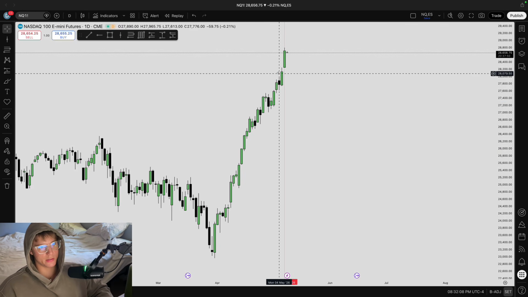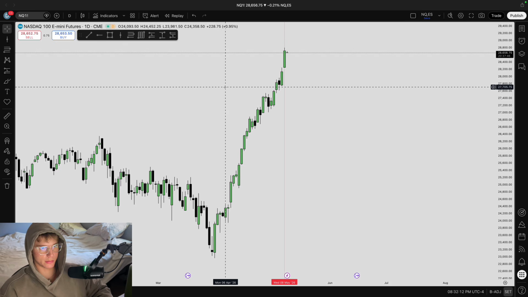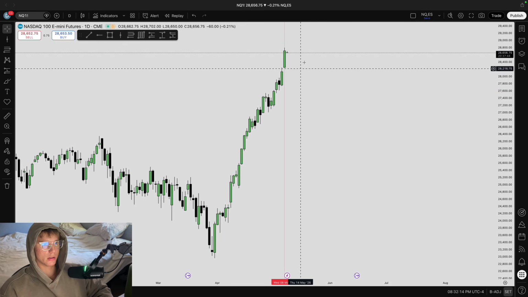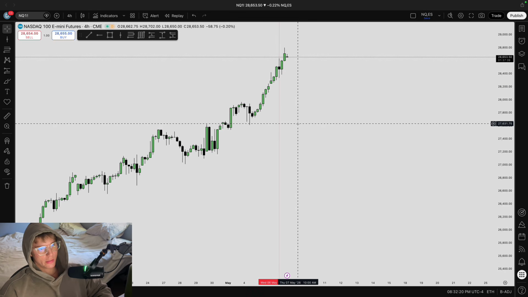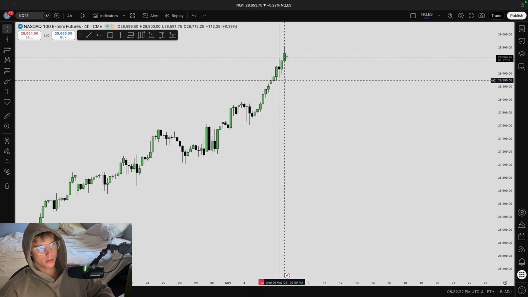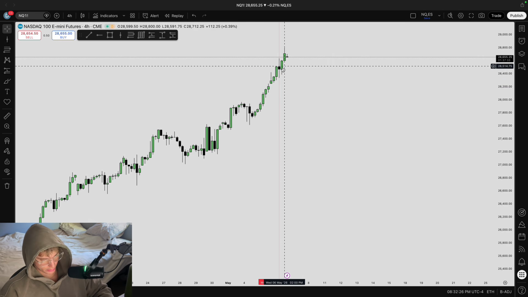On the daily, you can see we had this massive new day opening gap. There's really nothing else important. We had a massive gap up, and basically price rallied over 500 points overnight. So realistically, on the higher time frames, there's nothing to look at. The 4-hour, pretty much nothing to look at.